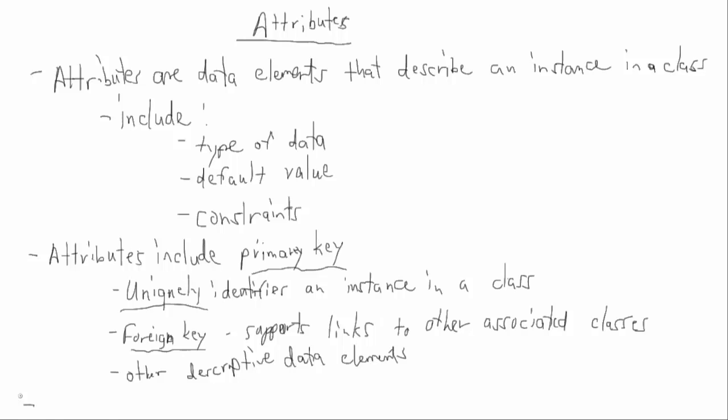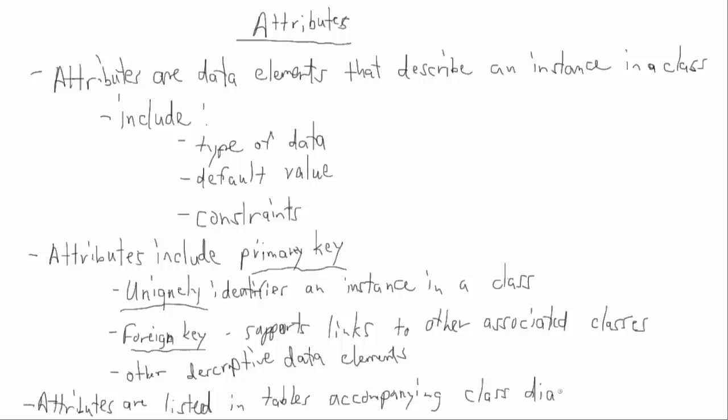And attributes are listed in tables that accompany class diagrams. Now there are a number of ways class diagrams can be set up, so the tables could be off to the side of the class diagram or on another page, or they can actually be included in the class boxes themselves. All right, so let's get back to this whole notion of a primary key.